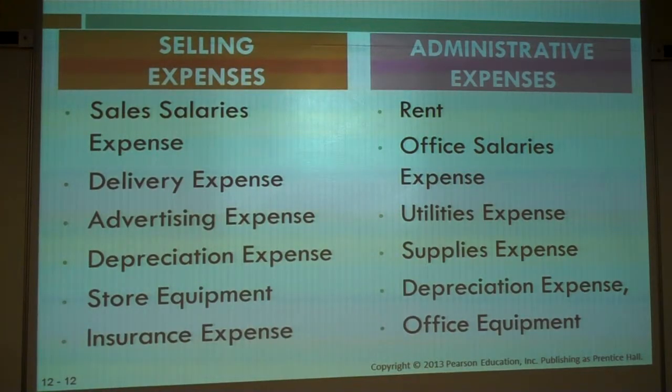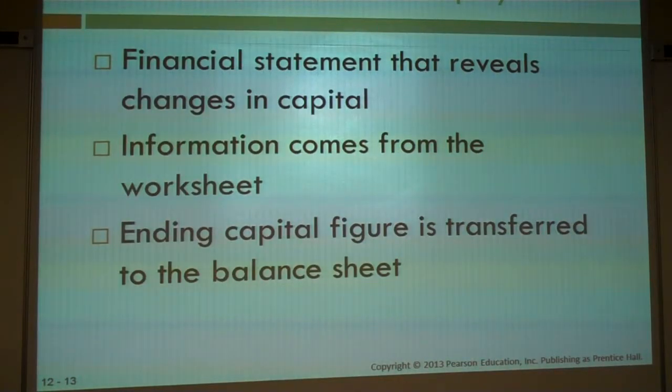Administrative expenses: rent, office salaries, utilities expense, supplies expense, depreciation expense, office equipment. The statement of owner's equity hasn't changed. We'll take the beginning capital, and everything comes from the worksheet. We'll take the beginning capital. We had an additional investment, we'll have to include that. We'll need to add the net income or subtract the net loss, and then subtract the withdrawal. That new capital from the statement of owner's equity is what we use on the balance sheet.